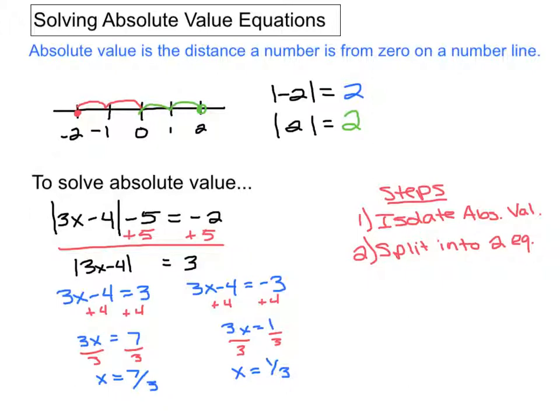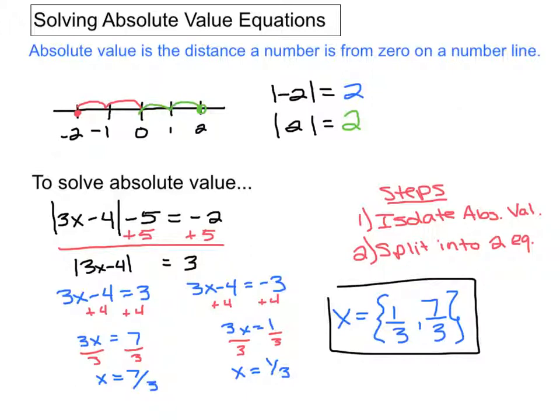After we solve each equation for the given variable, we're left with two answers. x equals 7 over 3 and x equals 1 over 3. And we're going to write our answer in set notation since we have more than one answer. So we're going to say x equals the set containing 1/3 and 7/3. Okay? That is our final answer. Next, I'm going to have a couple more examples, but after that, you're free to go.